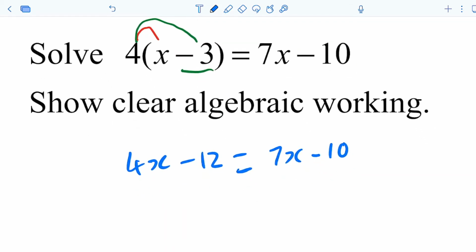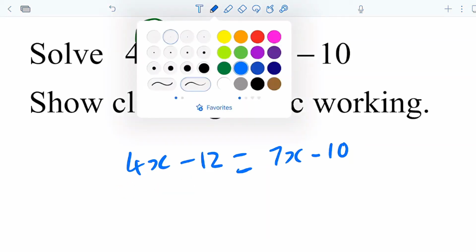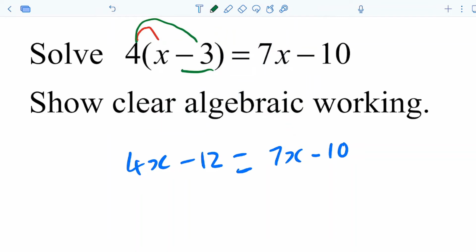Okay, and from here it's like every other question, we just need to get the x's to be on one side of the equal sign, and then all the numeric values to be on the other side of the equal sign. So what we do is we take away 4x from both sides. So when we do that, we are left with negative 12 on the left hand side, and this is equal to 3x take away 10.